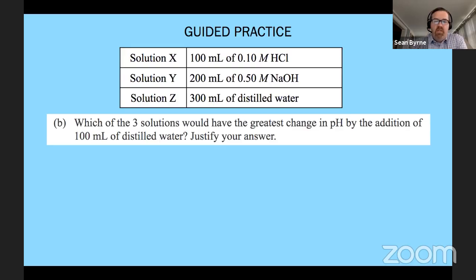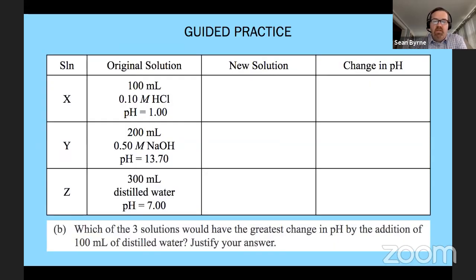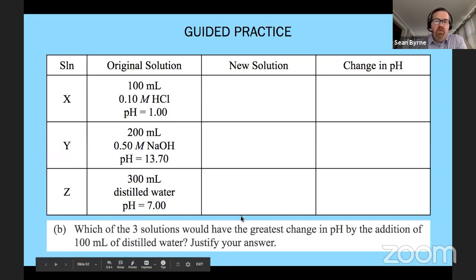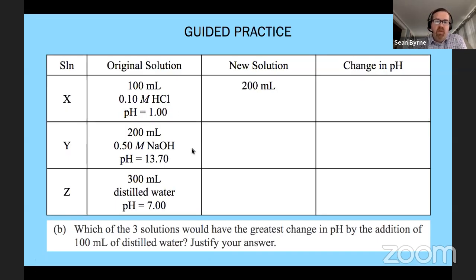So for me, I would set up a problem or a table that looks something like this, where I want to analyze the original solution to the new solution. And by new solution, I mean the addition of another 100 milliliters of distilled water. So if my original solution was 100 milliliters, my new solution is 200 milliliters. And if my original concentration was 0.1 molar, I know that my new solution is 0.05 molar. How did I get that? Well, when the volume doubles, the concentration would be cut in half, especially if I'm just adding water.